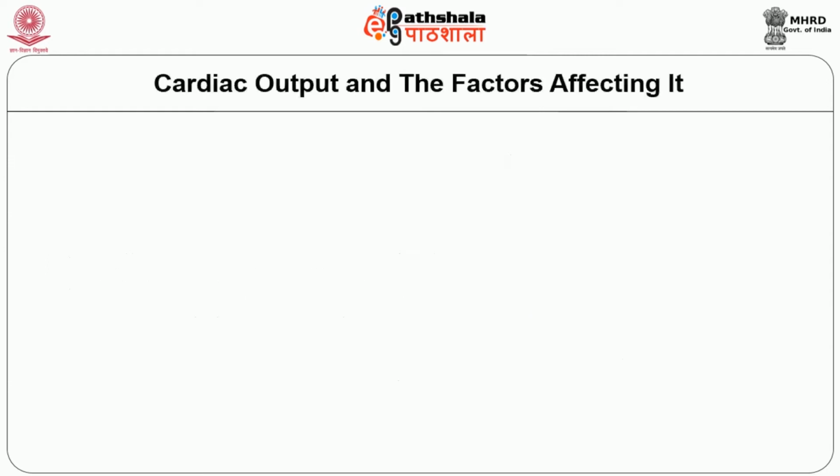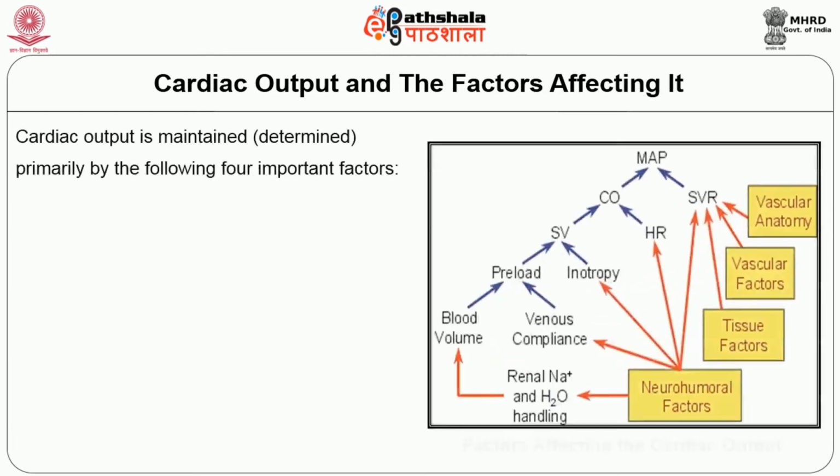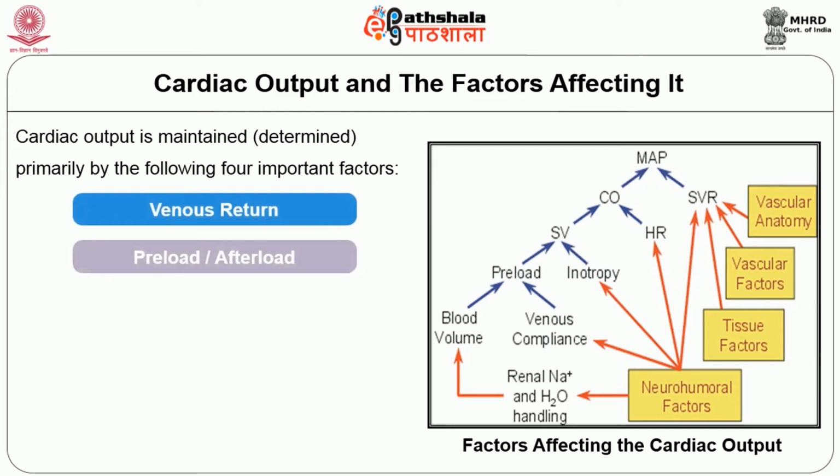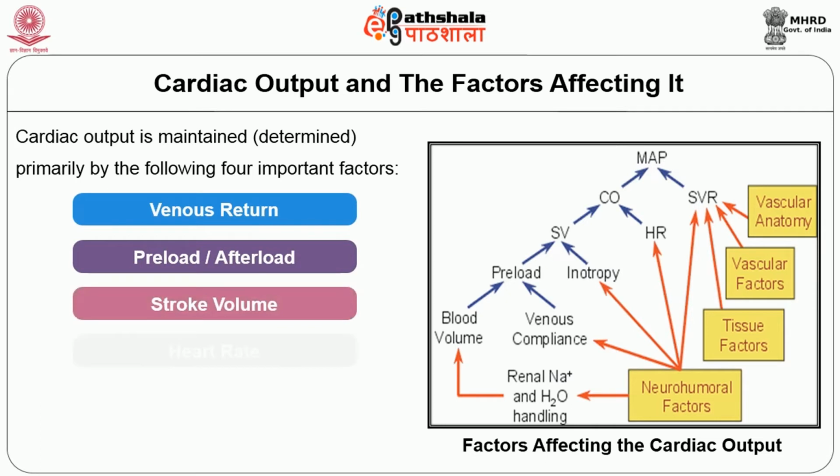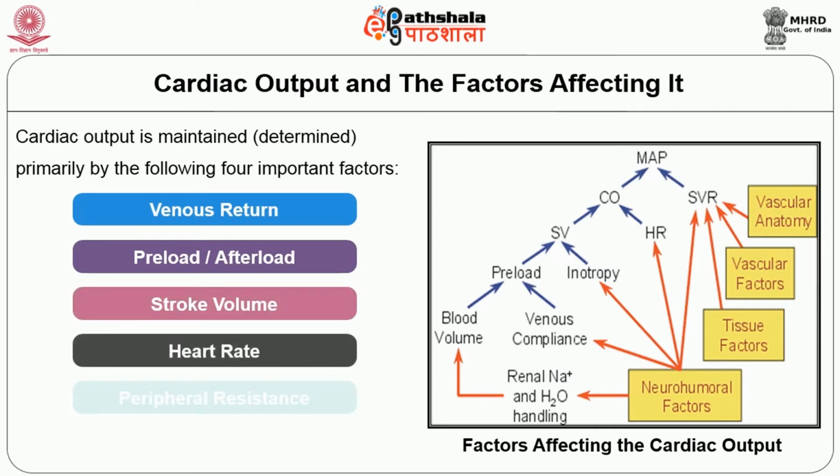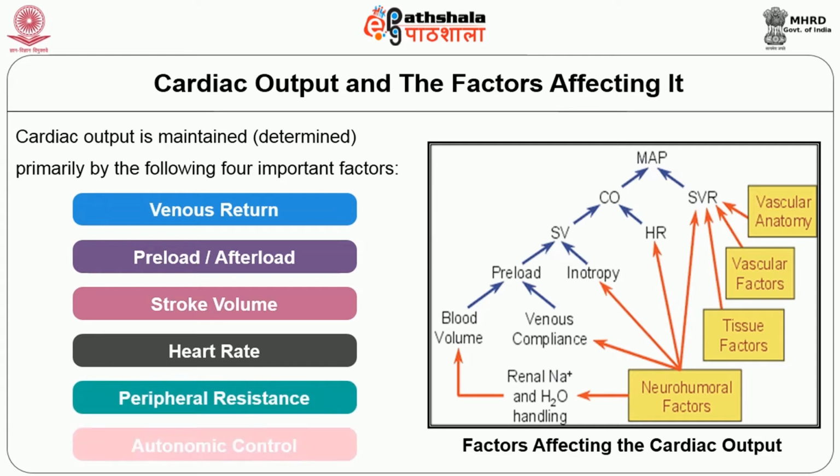Now we will see what are the cardiac output and the factors affecting it. Cardiac output is maintained or determined primarily by the following 6 important factors. Number 1, venous return. Number 2, preload or afterload. Number 3, stroke volume. Number 4, heart rate. Number 5, peripheral resistance. Number 6, autonomic control. We will discuss all the 6 headings in detail.